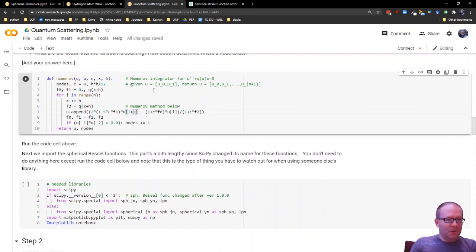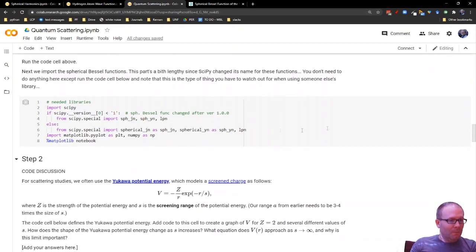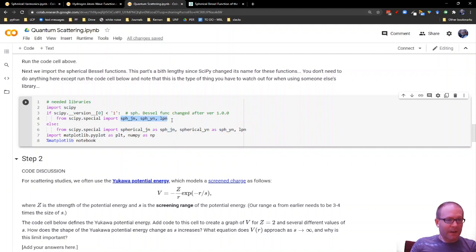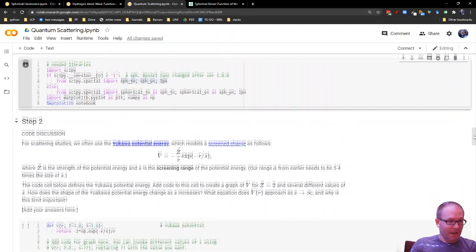So in order to get U2, we need U0 and U1. In order to get U3, we need U1 and U2, etc. So this is just setting up that same recursion relation that we had before. Here we're bringing in those special libraries. Here we're bringing in the spherical harmonics because I do not want to calculate those by hand.